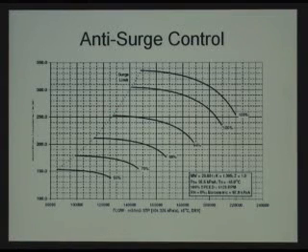This is a typical compressor performance curve for a centrifugal style compressor. You'll notice that we have lines of constant speed on a discharge pressure or head versus flow chart. On the left side of these curves is what's known as a surge limit.